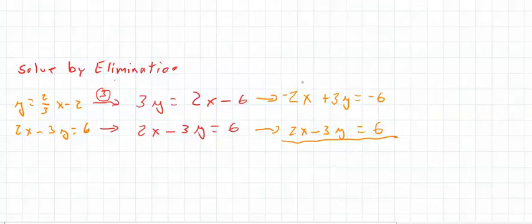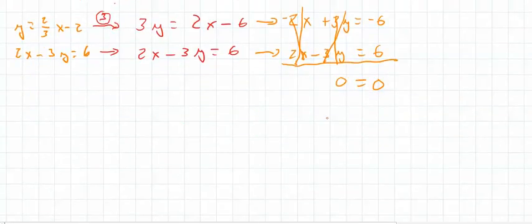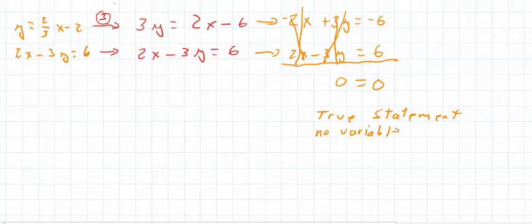Add them together to get rid of the x's. Those cancel. The y's cancel also. And I get 0 equals negative 6 plus 6, which is 0. Once again, an obviously true statement. No variable. There is an infinite number of solutions. All right. From here on out, when we solve systems of equations, including your test, you will have cases where there is either no solution or infinite solutions.